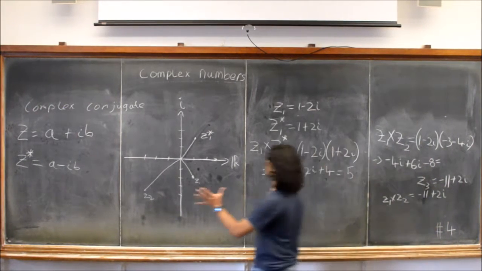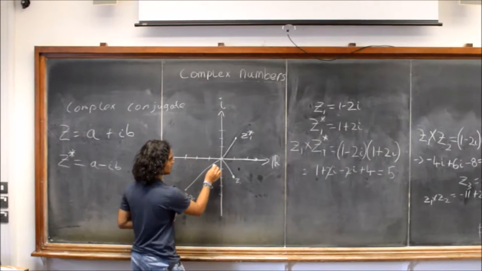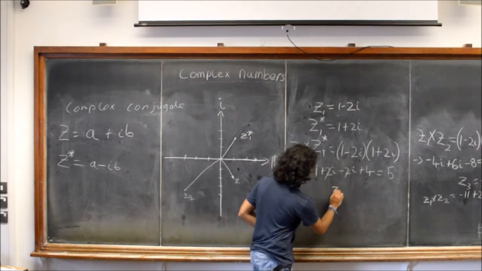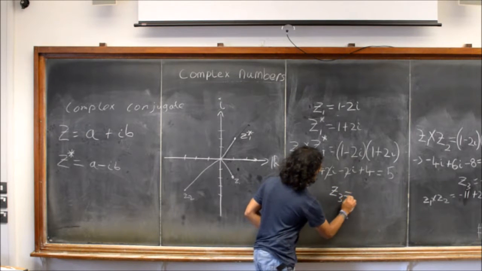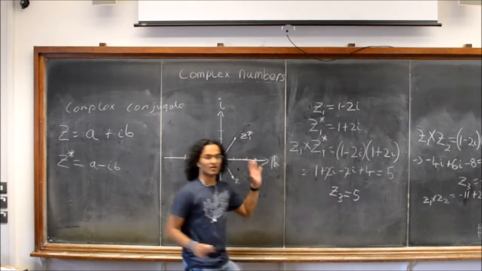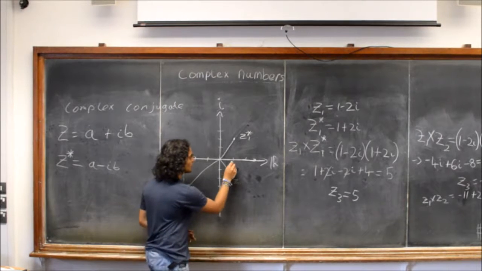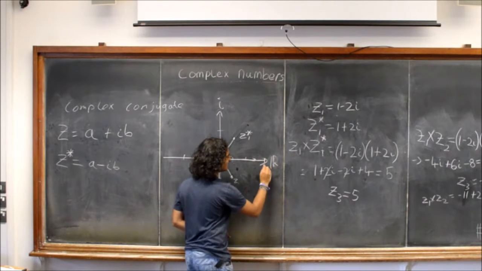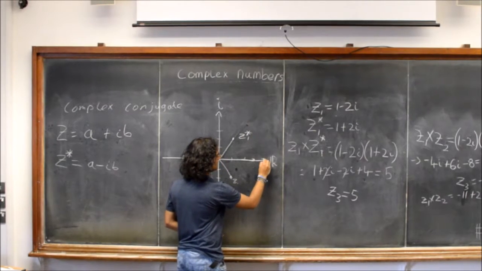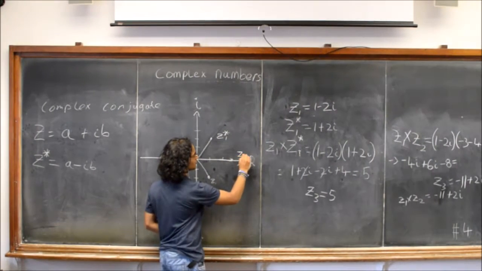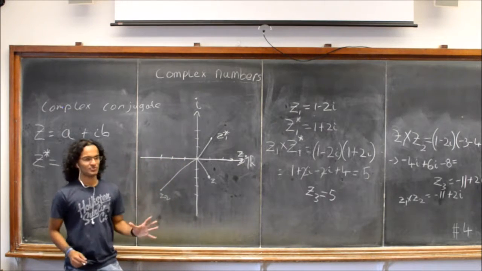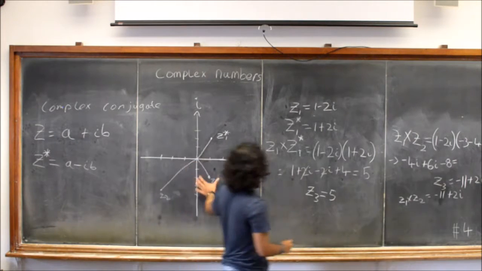One interesting thing about the complex conjugate is that if we take our final result, say 5, and we call it z3, and we plot it onto the Argand diagram, you'll go along 5 here, and this point here can be z3. One thing to note about the complex conjugate is that this result is going to be the square of your original thing.